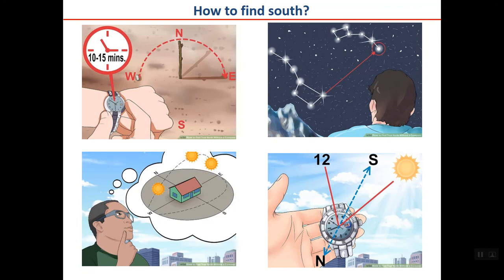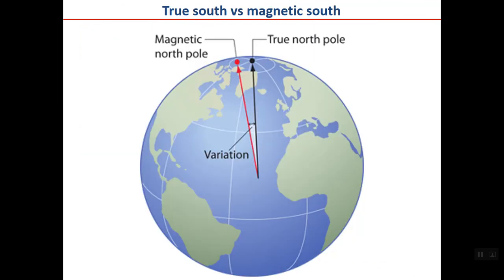Another important point is how to find south. You know that there are a lot of ways to find south, and with the advance of mobile phones, it's also possible to use them to find south. But there is one point you should pay attention to when finding south. There are actually two souths, or two norths in the same way: true north or south pole, and magnetic north or magnetic south. And you should take care of the difference between the two.